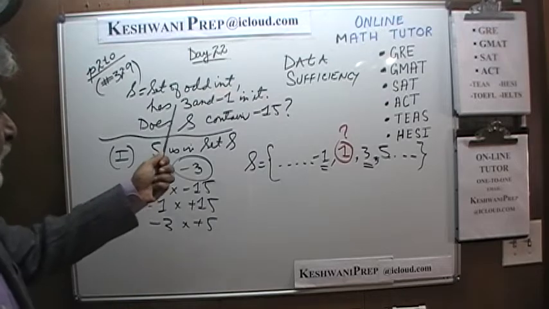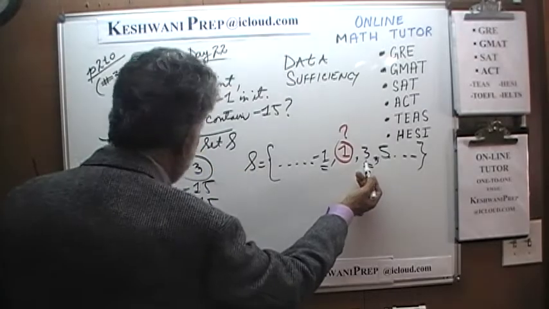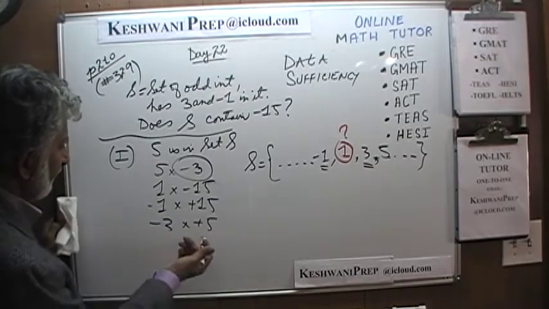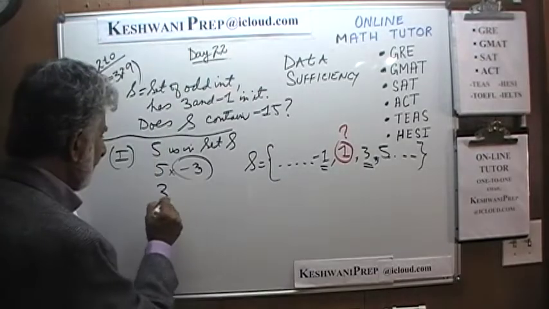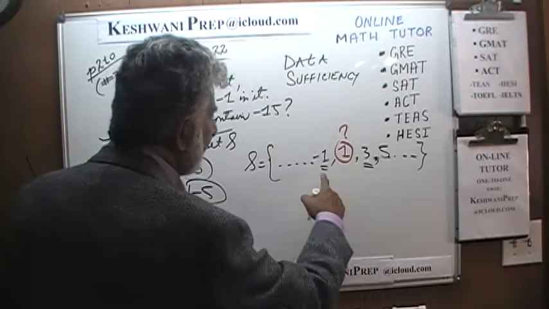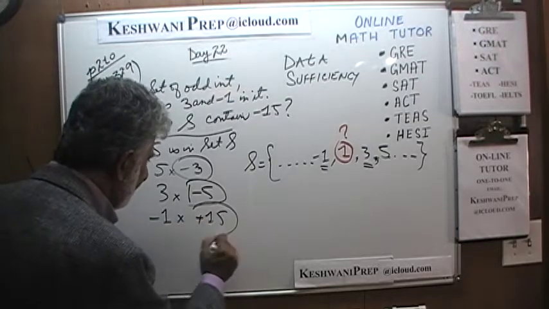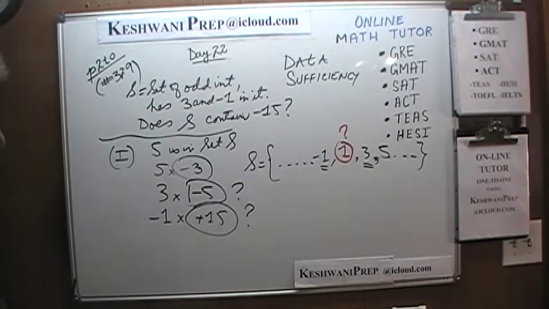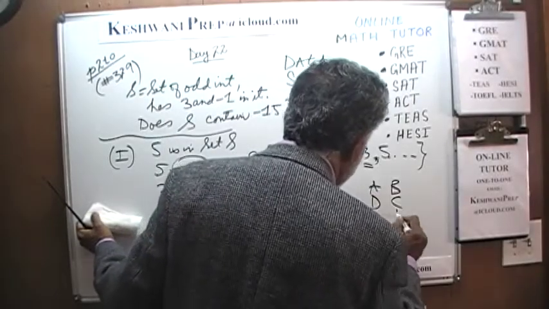What we need here, in order for the product to be negative 15: we know it has 3 in it, so the question is, does it have negative 5? We do not know that. We know that it has negative 1 in it. Does it have positive 15? We do not know. We cannot tell whether or not it has negative 15 in it. First statement by itself is not enough.